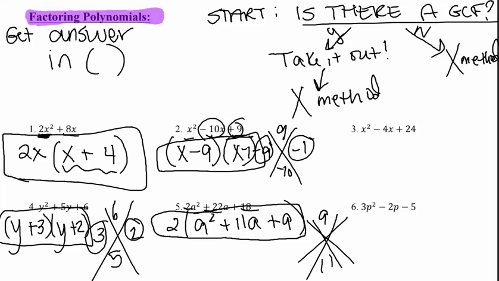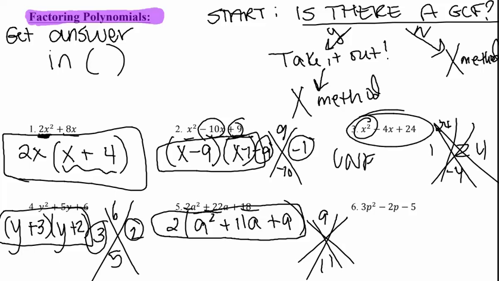If I go ahead and look at number 3 and do the X method here, 24 goes on top and negative 4 goes on the bottom. I know I don't have a GCF, and I know the trick to that because I have no leading coefficient. So, factors of 24 that make negative 4. 12 and 2, that doesn't work. What about 8 and 3? That doesn't work. 6 and 4? That doesn't work. What about 1 and 24? That also doesn't work. So I can't factor it. If I can't factor this, it would be unfactorable.